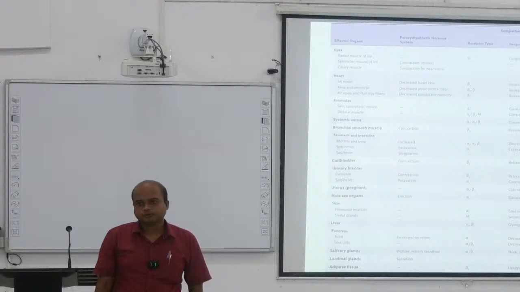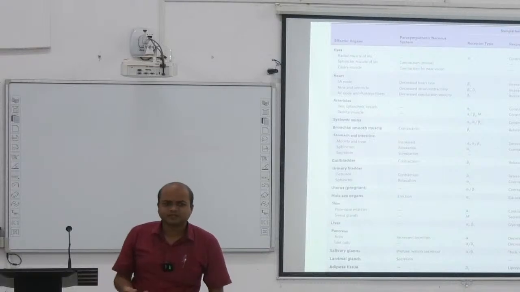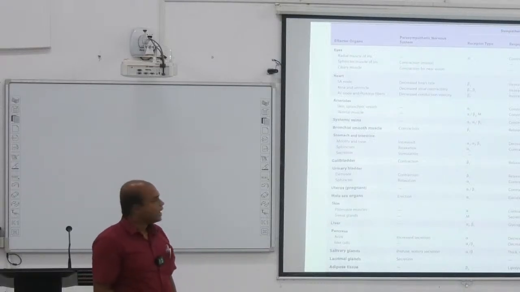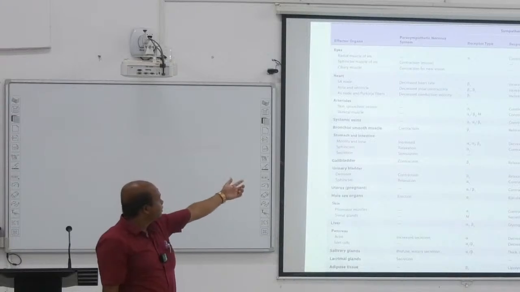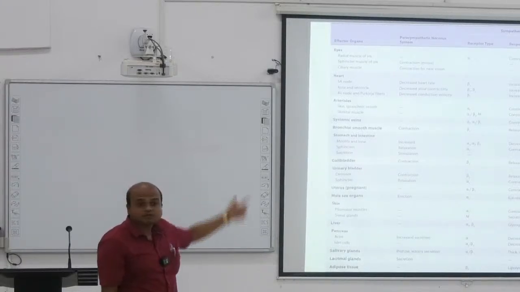Will it be acetylcholine or norepinephrine? It will be acetylcholine, parasympathetic. Everything is acetylcholine. And heart rate, contractility, and conduction velocity all increase under the action of the sympathetic nervous system.